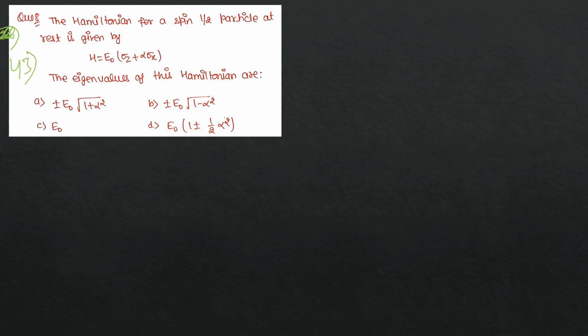Question number 43. The Hamiltonian for a spin half particle at rest is given by H is equal to E naught sigma z plus alpha sigma x. Find the eigenvalues of this Hamiltonian.